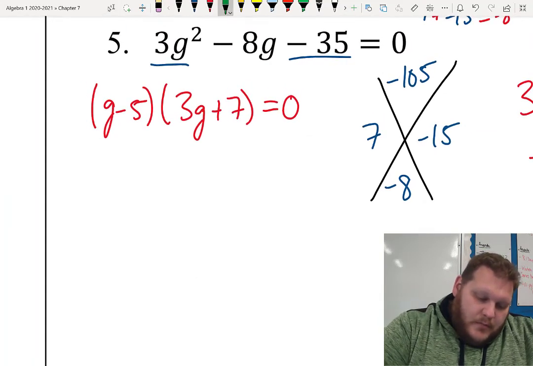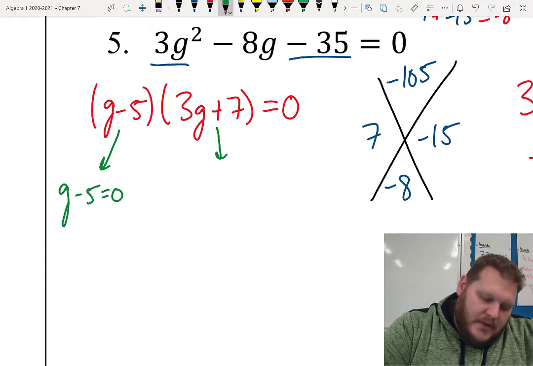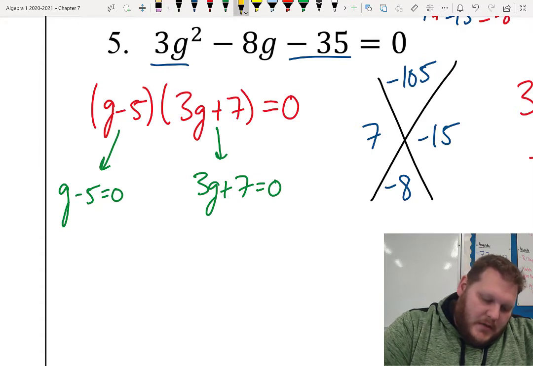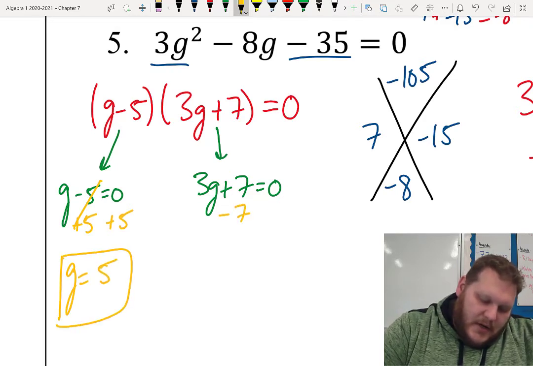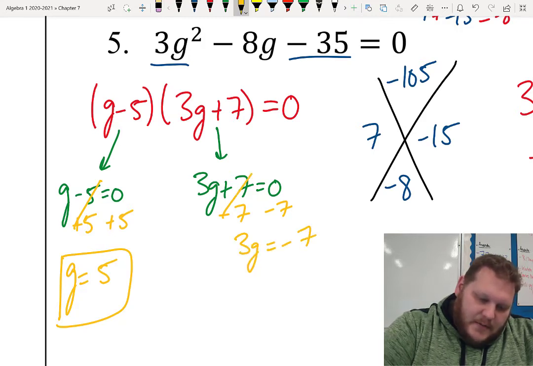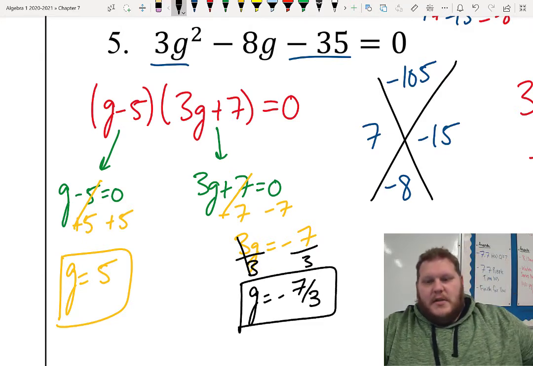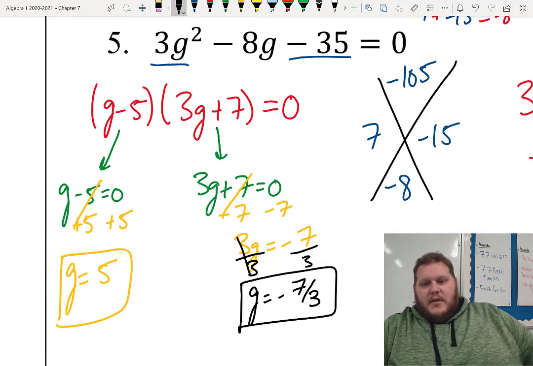So from here, ZPP to solve. I'm going to set each of these equal to 0. G minus 5 equals 0, and 3G plus 7 equals 0. So we're going to add 5 on both sides. G equals 5. Here we have to subtract 7 from both sides. 3G equals negative 7. Divide by 3 on both sides. G equals negative 7/3. So those are my two solutions, negative 7/3 and positive 5.